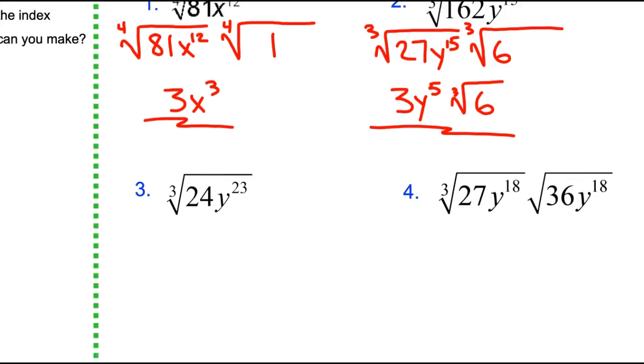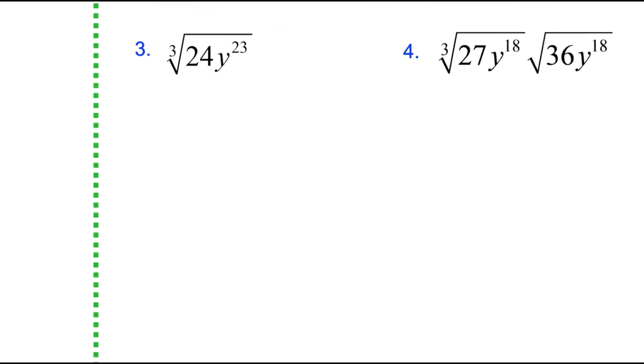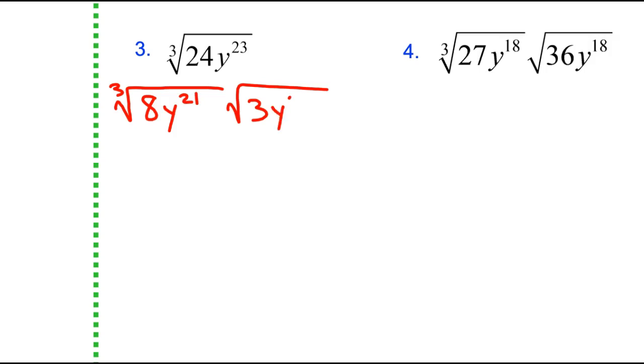Okay. Number 3, 24, that has a factor of 8. So again, perfect cube, not perfect cube. I'm going to go kind of fast here. 8 is a perfect cube, 3 is not. Now if I count down from 23, what's the next biggest number that's a perfect cube, in other words, a multiple of 3? 21, good. So y to the 21st is a perfect cube because it's a multiple of 3. It's 3 times 7. And then what's left is y to the second over here.